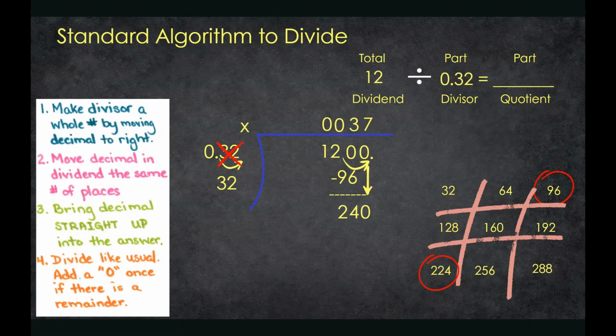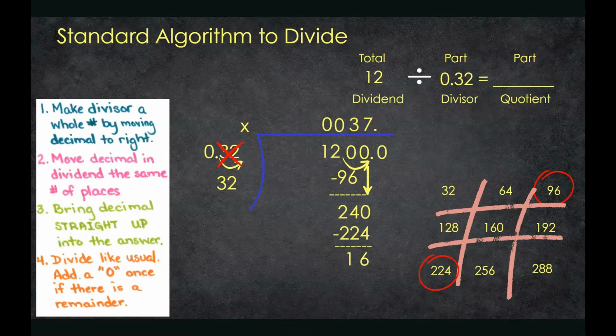Now, again, here's where it slightly changes. I want to bring that decimal point straight up into my quotient. So I have 37 point something. And then I'm going to finish multiplying. 32 times 7 was 224. So I'm going to subtract that out. I have 16 left. Now, I'm going to add a 0 because I still need to keep dividing.